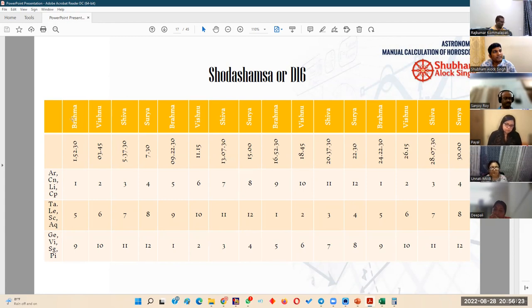The lord of the D16 is Brahma, Vishnu, Shiva, Surya, that repeats. Brahma, Vishnu, Shiva, Surya, and so on. Four lords, repeat four times, 4 into 4 answers into 16.